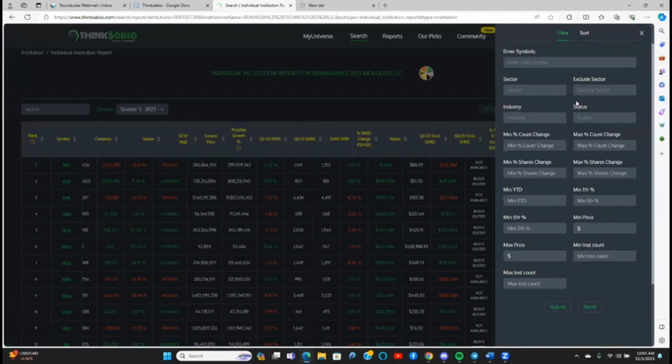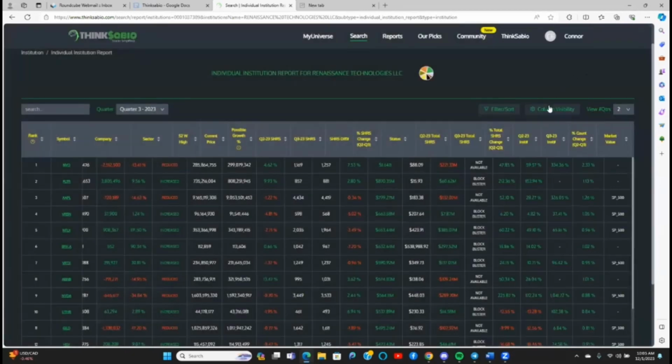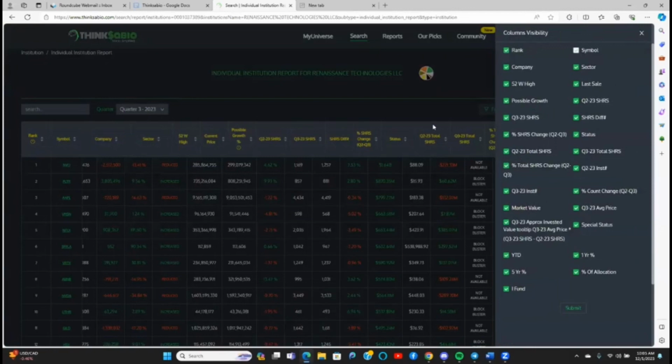For instance, if you only wanted to see stocks above a certain price or that had a certain amount of institutional investment, you could filter by that. We offer that with any report. And if you only want to see some of the columns that we have, you can uncheck some of these boxes and filter out the information that's not as useful for you, and just look at the information that is useful for you.